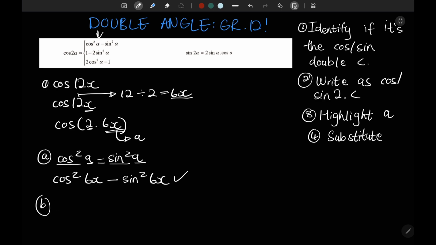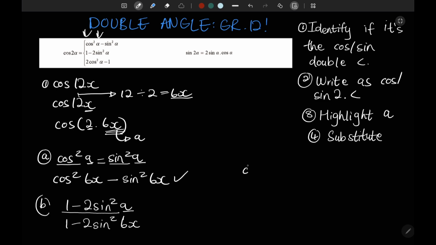Now let's try the second one, which is 1 minus 2 sine squared alpha. You write 1 minus 2 sine squared. We have alpha. What is your alpha? 6x. So this is 6x. Whenever you see alpha in the formula that you are given in your information sheet, substitute it with the one that you've solved, the 6x.